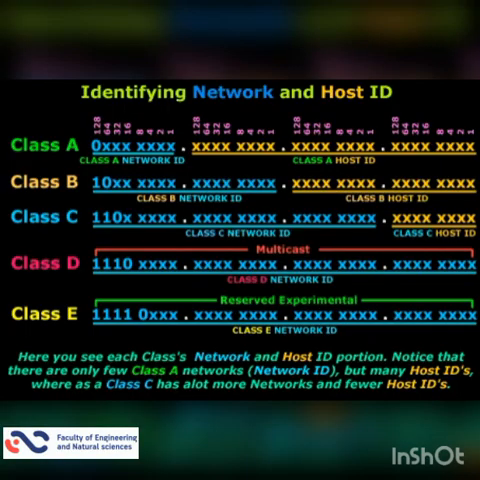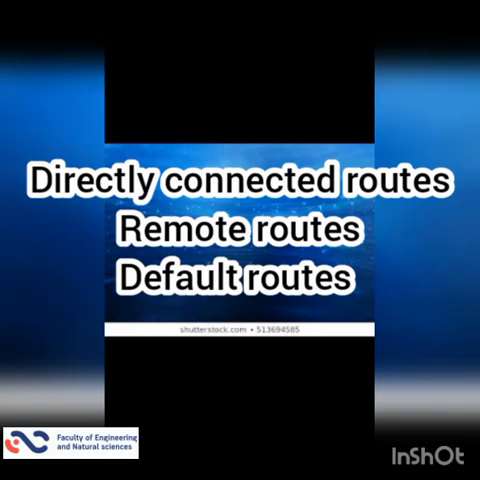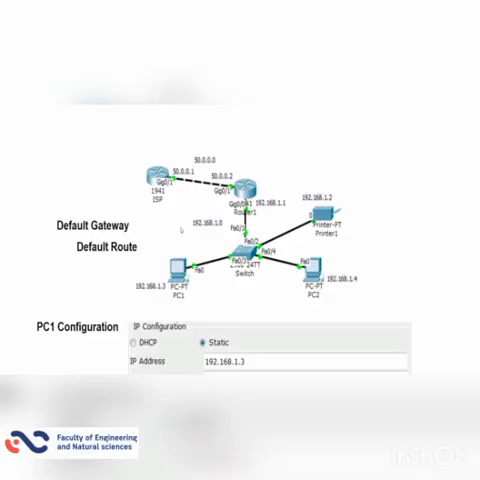When a host sends a packet to another host, it will use its routing table to determine where to send the packet. The routing table of a router can store information about directly connected routes, remote routes, and a default route. Directly connected routes come from the active router interfaces. Remote routes come from remote networks connected to other routers. The default route is a last resort if there is no other route to the desired network in the routing table.